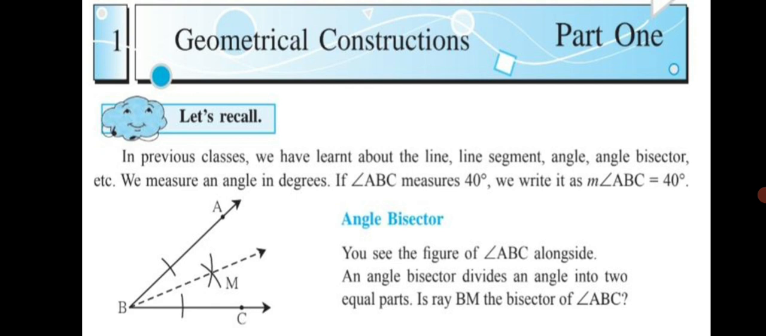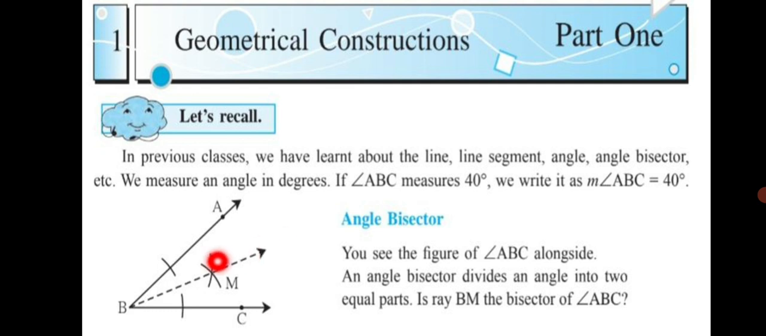If angle ABC is 40 degree, we write it as measure angle ABC is equal to 40 degree like this. Now let's recall what is an angle bisector. So you see the figure of angle ABC alongside here.